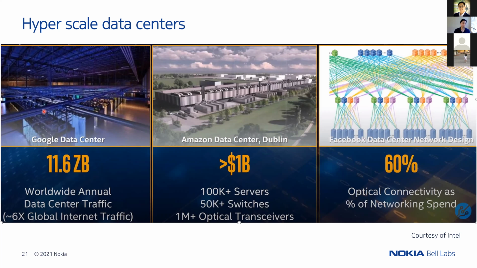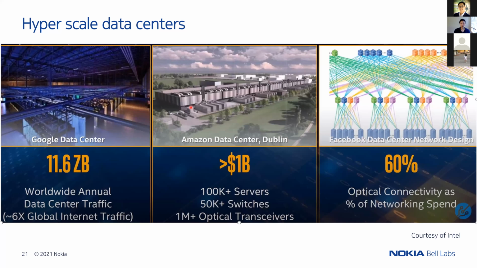And actually the traffic within the data center is much higher than the IP traffic going out of the data center. As you can see here, the worldwide data center traffic is now about 6 times higher than global internet traffic. So you can see that most of the time the traffic never leaves the data center.